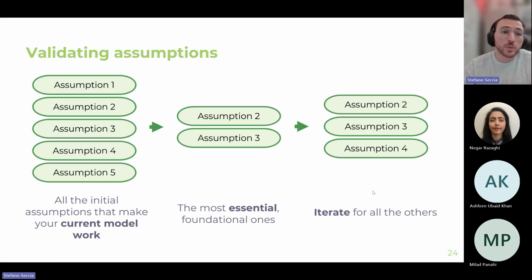In practice, what it's going to imply is that we start from a series of assumptions, an assumption stack, that includes all of the initial assumptions that could make your current model work, your current product, your current service, your current idea. And then you break down this assumption stack as you iterate to the most essential foundational ones, the most important, the ones that make or break the idea. If these assumptions survive the test, then we can move on to the others.